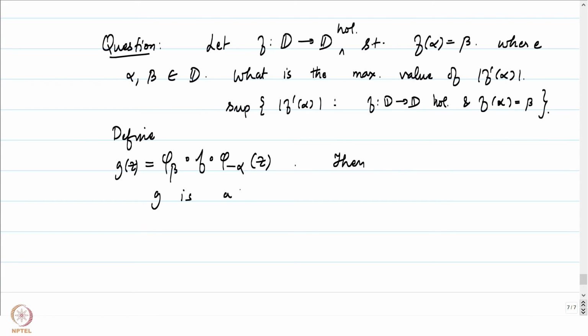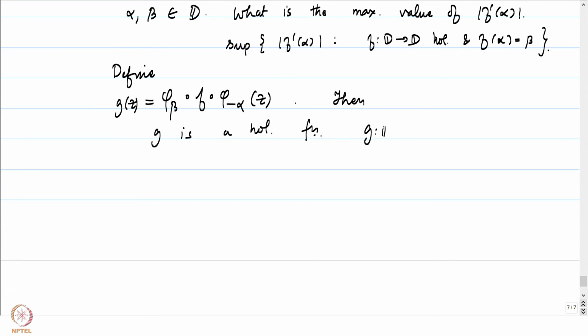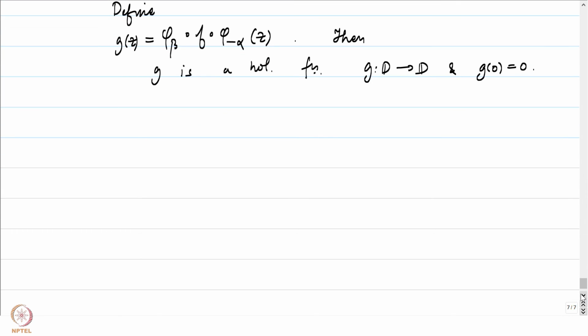g is a holomorphic function because it's a composition of holomorphic functions. g is a function which maps D to itself because all these three functions map D to itself, and g of 0 is equal to 0. Now that's the final requirement to apply Schwarz's lemma, and Schwarz's lemma in particular tells us that the absolute value of g prime of 0, maybe I should have called it something else, but f was already used, the absolute value of g prime is less than or equal to 1 by Schwarz's lemma applied to g.